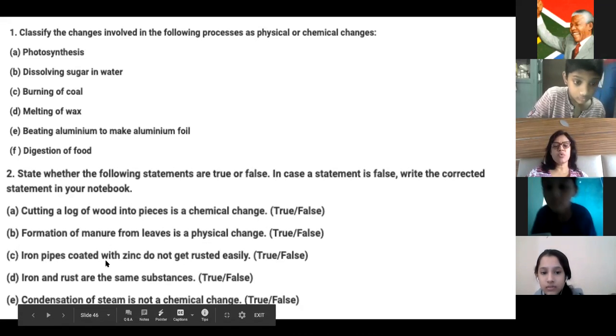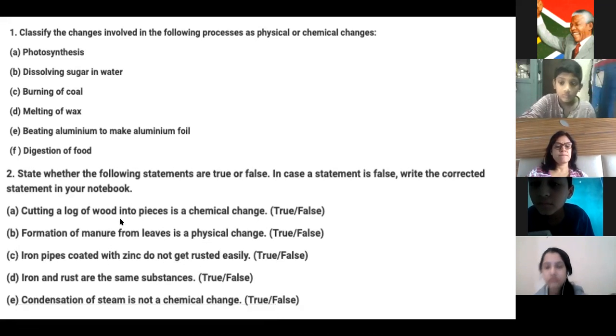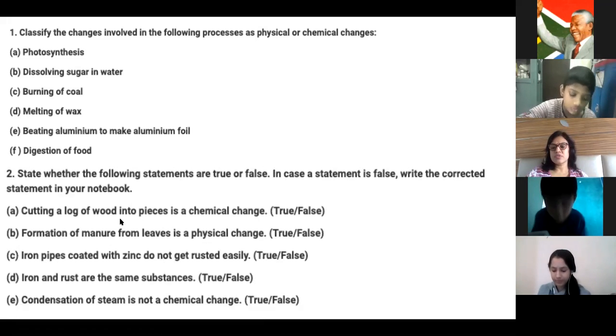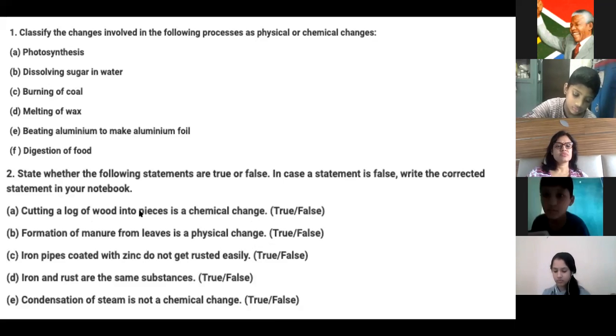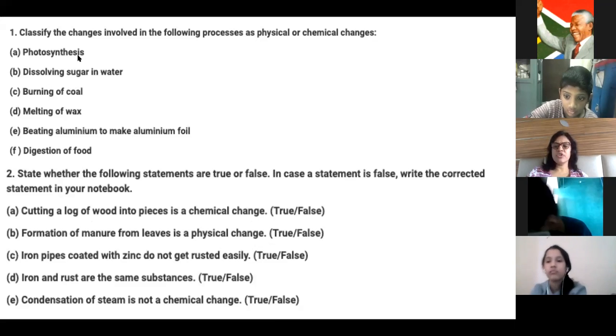Ma'am, iron, what is pipe? First one, ma'am? Can you start again, ma'am? True, false. True, false. The first one is false. No, ma'am, second. Not true, false, ma'am. From the first question only, photosynthesis.